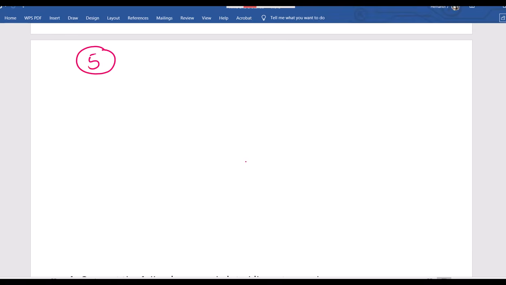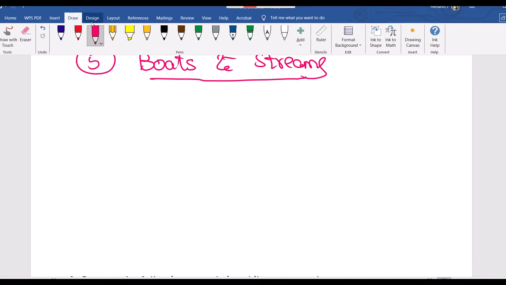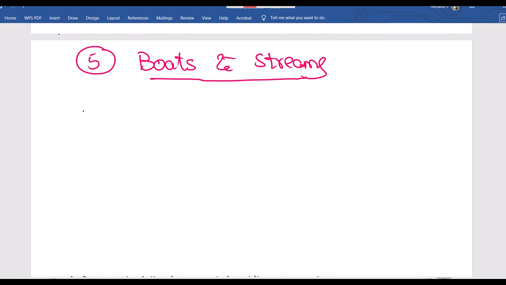Boats and streams. These are all applications of time and distance only. My dear friend, here you should know the terminologies better. Terminologies matter very much in this one. See, in a question if they mention speed of boat in still water.